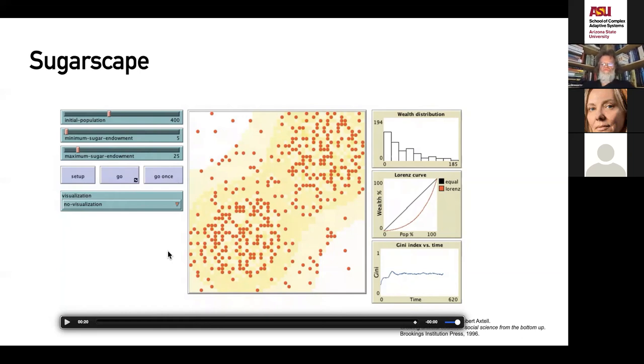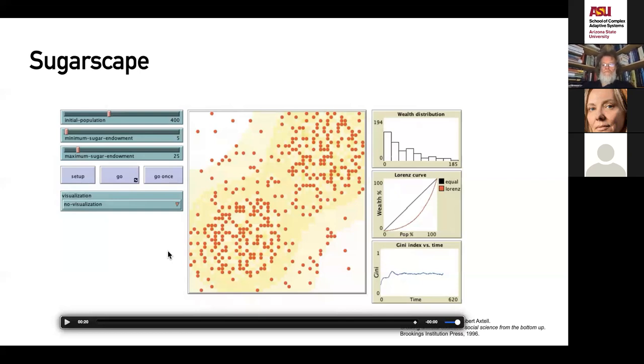Now, lots of people have taken this model and done many other experiments with this. I think Marco actually has a sugar and spice version where you can have trade that starts. And then you can also start playing with other algorithms, like what if you had a more cooperative algorithm? Would you still have this wealth distribution that emerges?